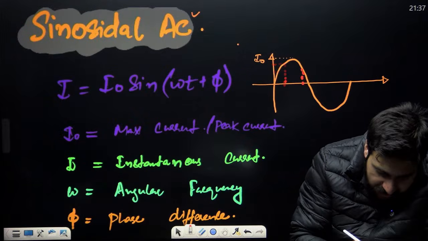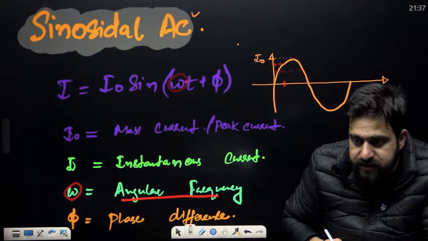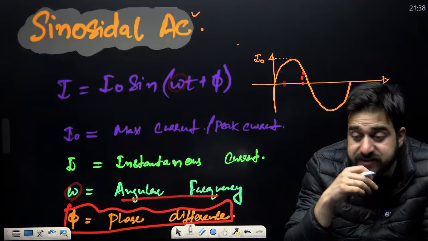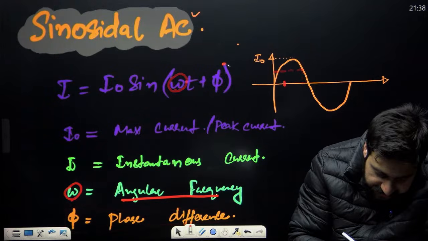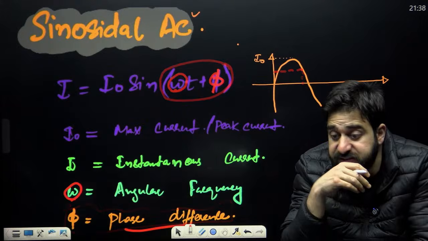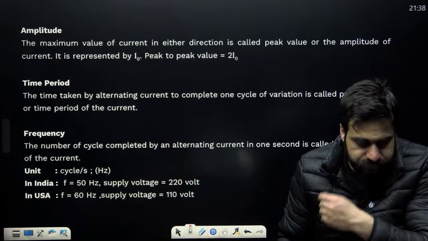And this omega is what we call the angular frequency. And this phi is called phase difference, or you can say initial phase also. This entire thing is what we call phase. This is called initial phase, or you can say phase difference also, phi.